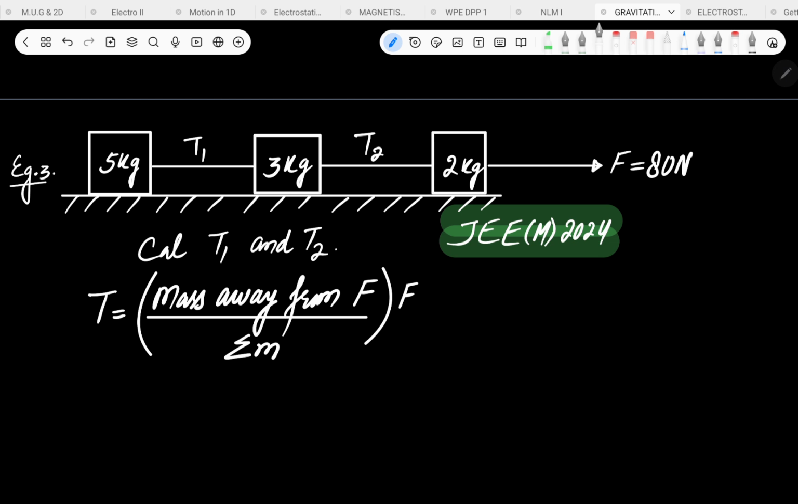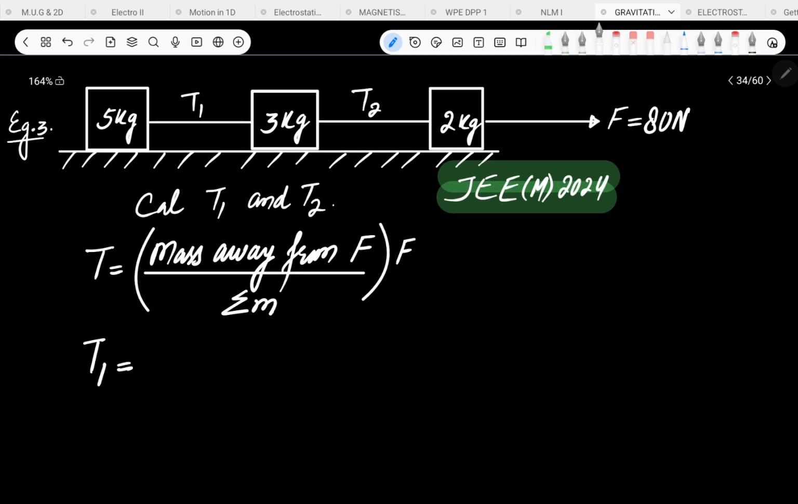Okay, so let's try to do that. We are interested in calculating T1, and we have to calculate T2 as well. So T1 will be something like this. Let me write it here. This is T1 multiplied by the external force. Now for T1, for this string, can you tell me what is the mass away from the F? That is this 5 kg, isn't it? For this tension, for this string, the mass away is this 5 kg. Okay, is that clear to you or not? So what I'm going to write down is 5 kg divided by the total mass. Total mass is 5 plus 3 is equal to 8, 8 plus 2 is equal to 10.